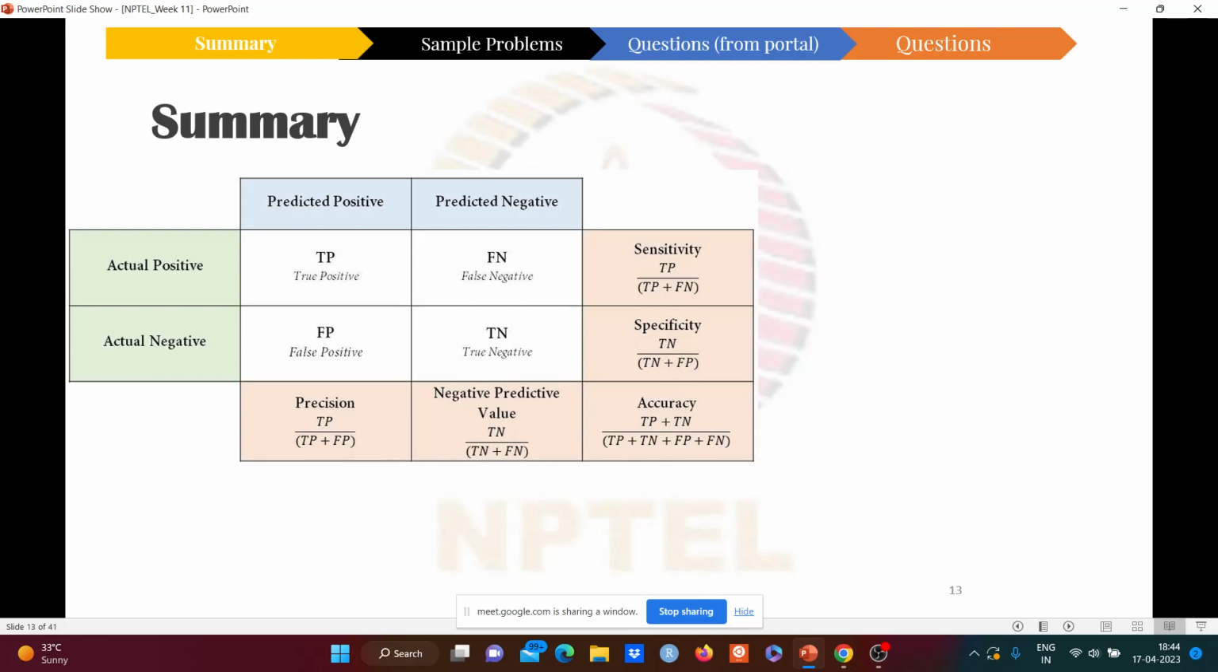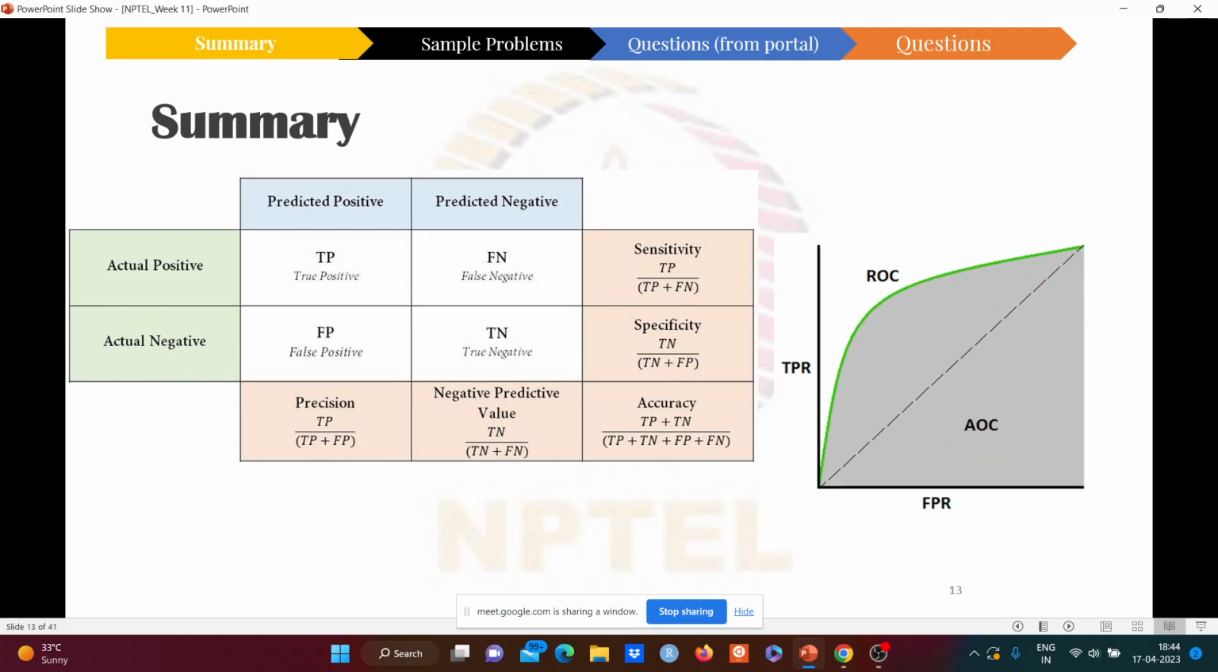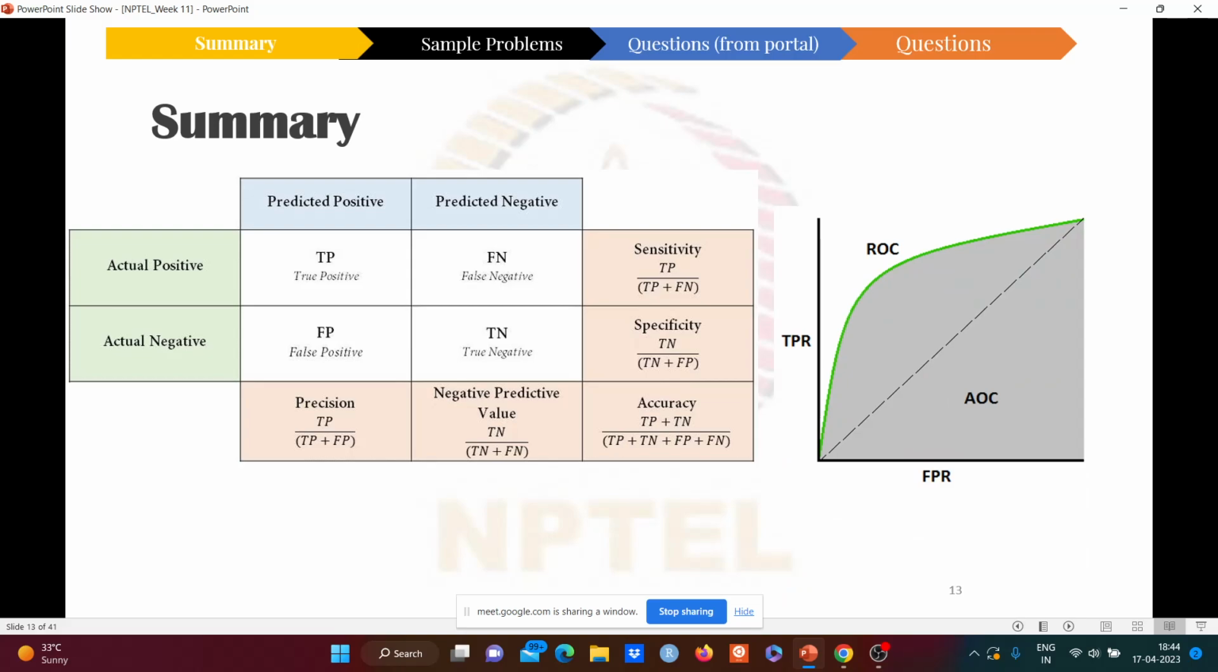Next, we have specificity, and there are some other metrics such as ROC curve, which stands for receiver operating characteristic curve. It is a graphical representation of true positive rate against the false positive rate for different classification thresholds. It is used to evaluate the trade-off between the sensitivity and specificity of a binary classifier.